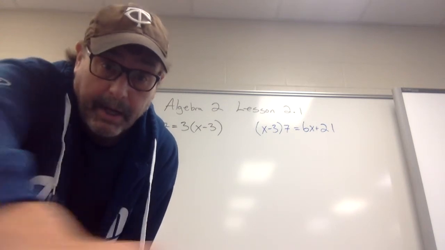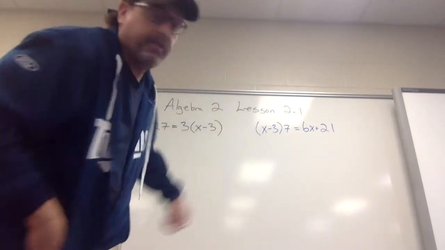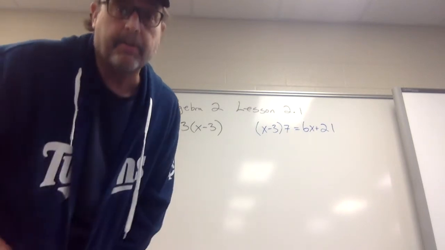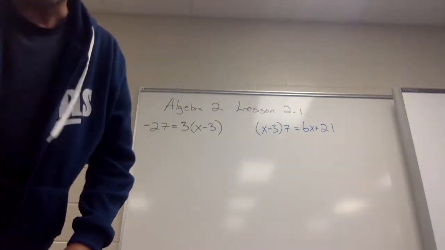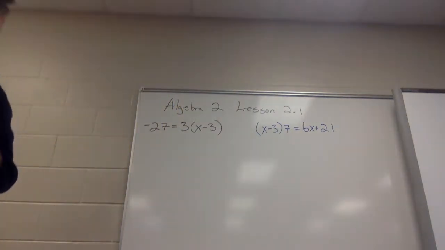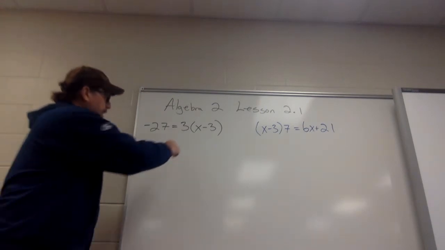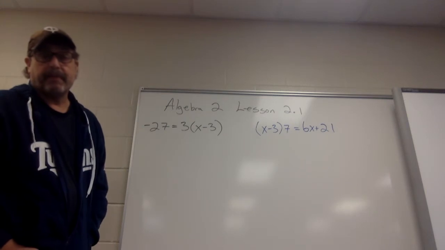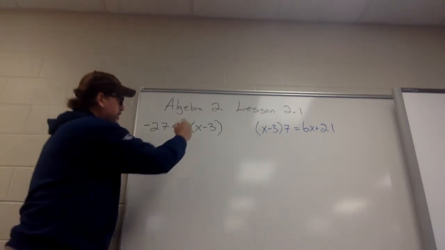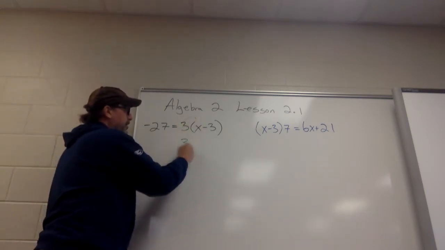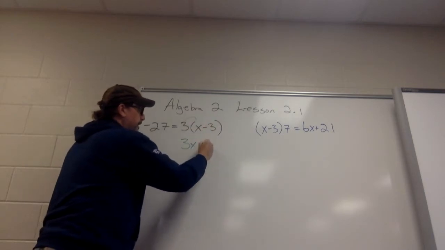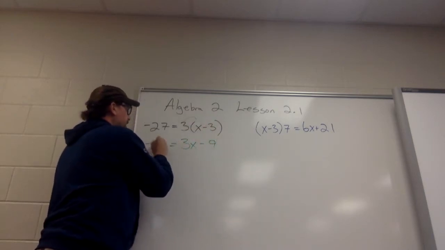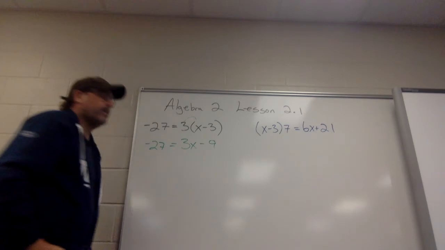Here we go. Algebra 2, we are starting with lesson 2.1. Let me do a few examples. You're going to see this being pretty familiar from Algebra 1. 3 times the quantity x minus 3, that is the distributive property. That is everybody in the room gets multiplied by 3. So we take 3x and 3 times 3, and we draw our equal sign straight down.